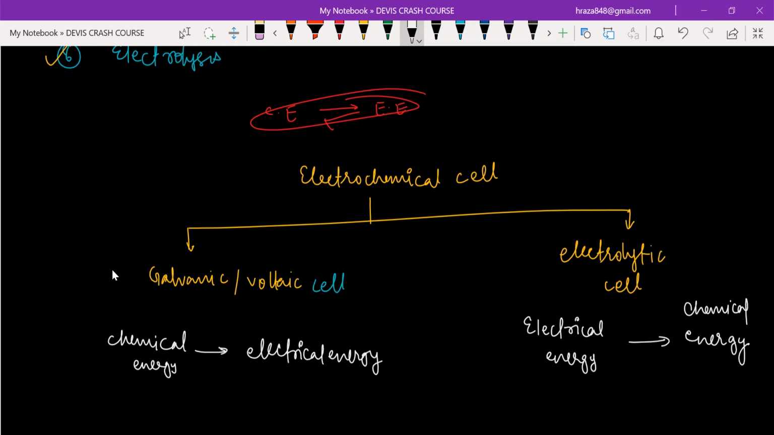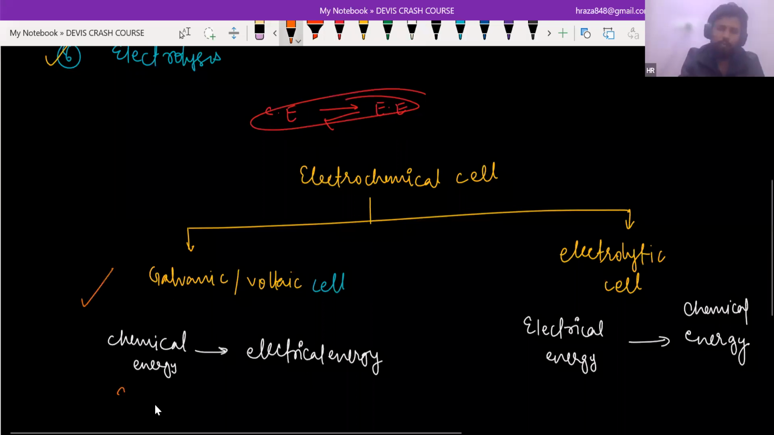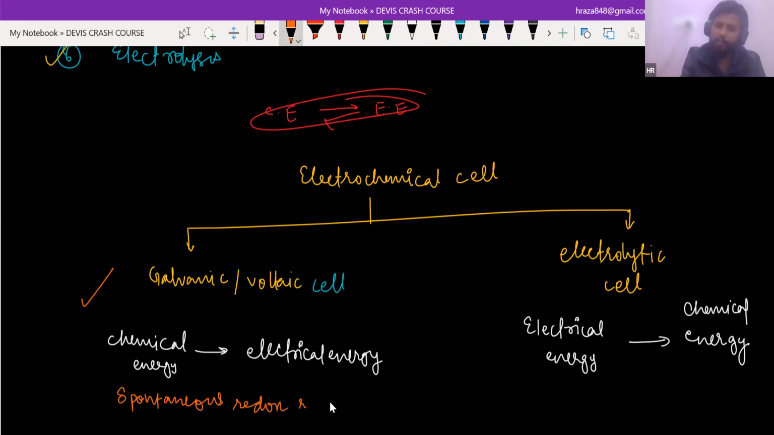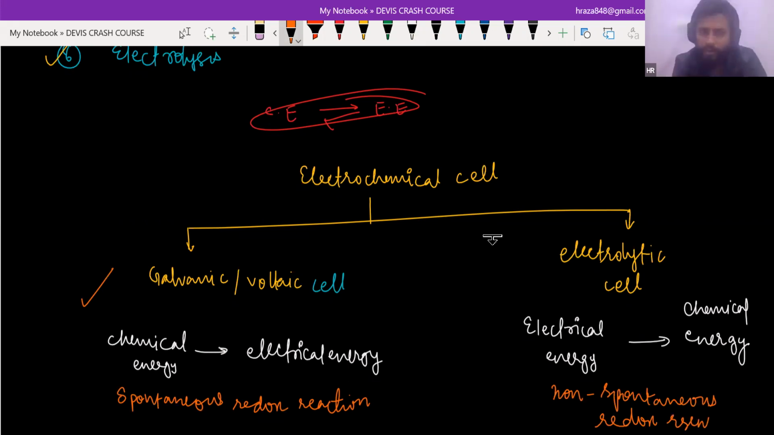And in this galvanic or voltaic cell, there will be a spontaneous redox reaction. As you know, what is redox? Whenever oxidation and reduction take place simultaneously, that is known as a redox reaction. And this is the electrochemical cell. This is a non-spontaneous redox reaction. And I think you know what is spontaneous and what is non-spontaneous.